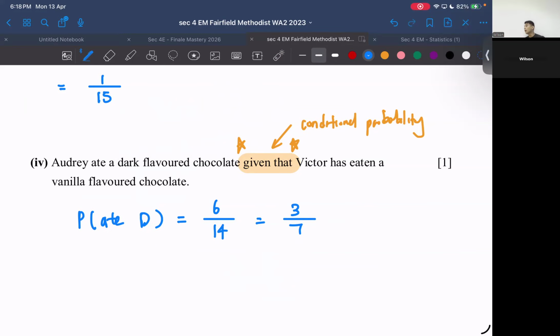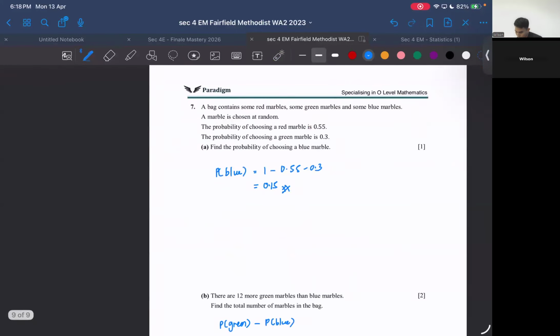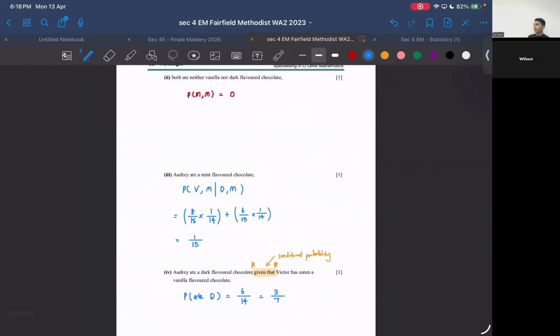Okay, now, are we equipped enough with our probability? Can I just get the class to try question 6 and question 7 over here? So 2 more questions and then we'll be done with our Fairfield Methodist paper. Everybody, please go and try question 6 and question 7. I give you all 15 minutes. Is 15 minutes enough? I think so, right? Okay, come everybody, let's go.